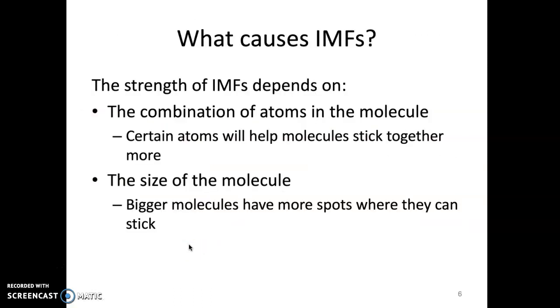So, what causes intermolecular forces? There's kind of two things at play here. One of them is just the combination of atoms that make up the molecule. Certain combos of atoms will help molecules stick together better. And then the other thing that dictates it is the size of the molecule. Bigger molecules have more opportunities to stick to nearby molecules, so they will have stronger intermolecular forces.